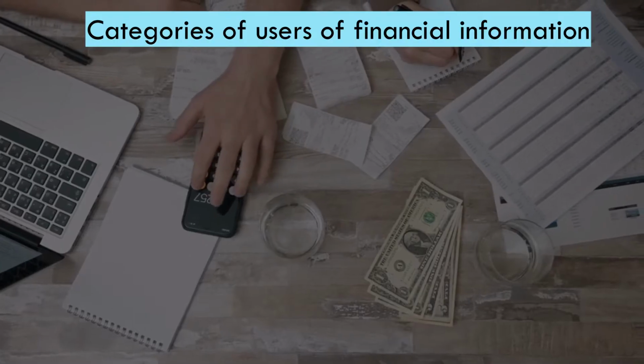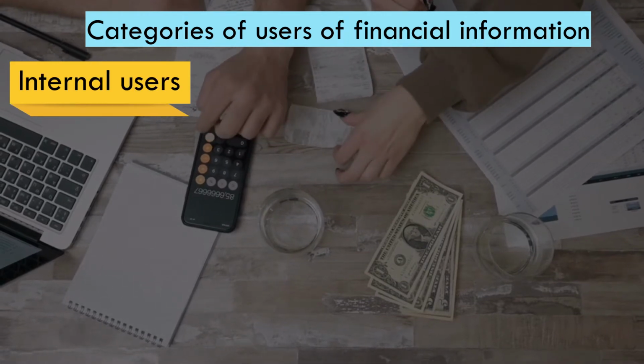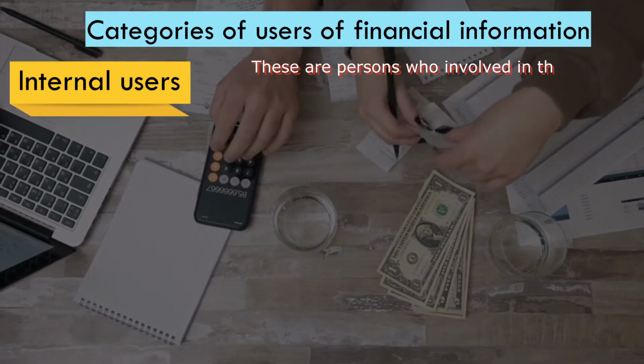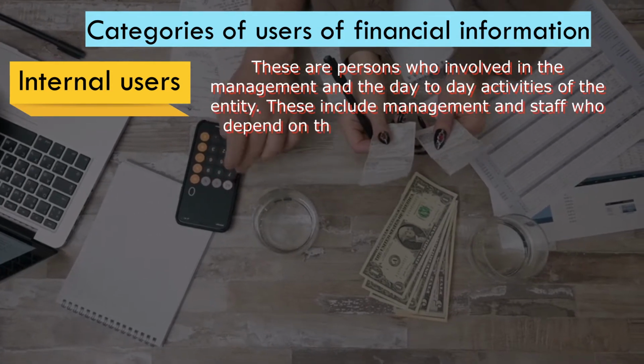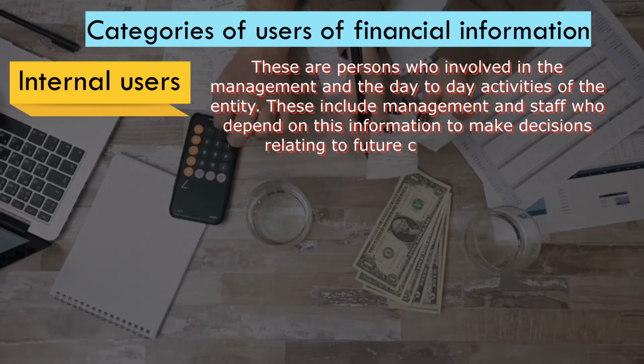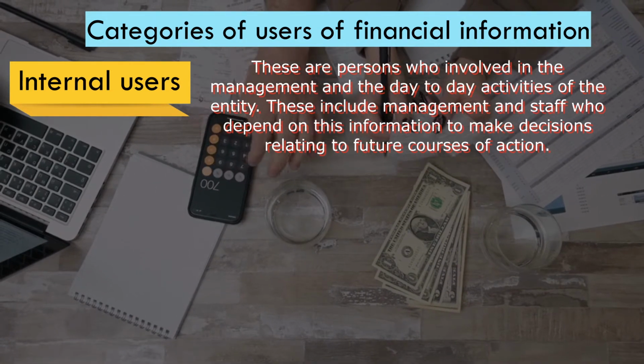There are three categories of users of financial information. Number one, internal users. These are persons who are involved with the management and the day-to-day activities of the entity. These include management and staff who depend on this information to make decisions relating to future courses of action.